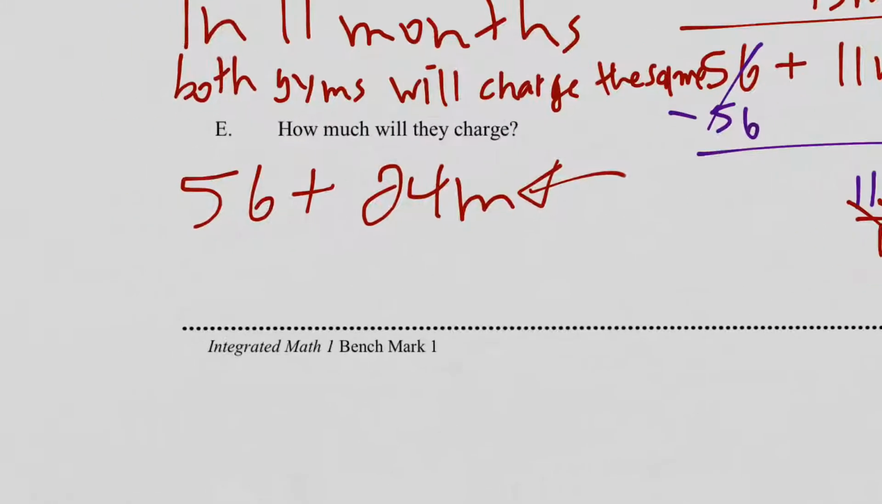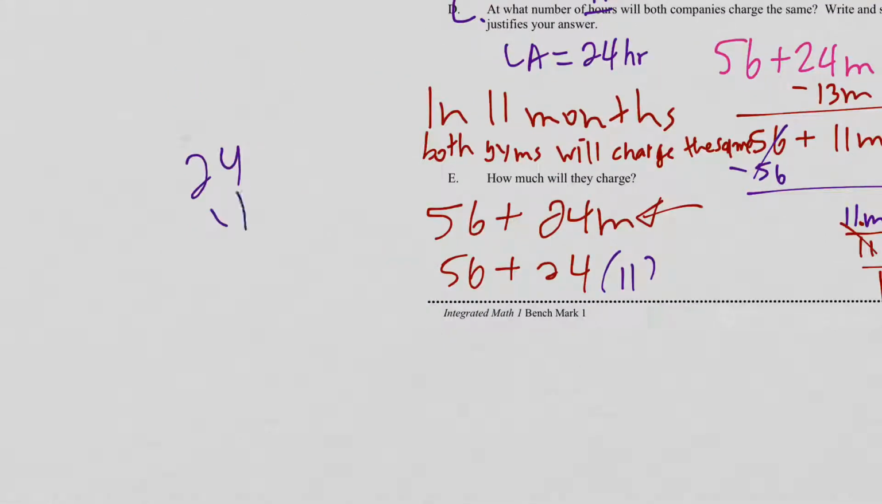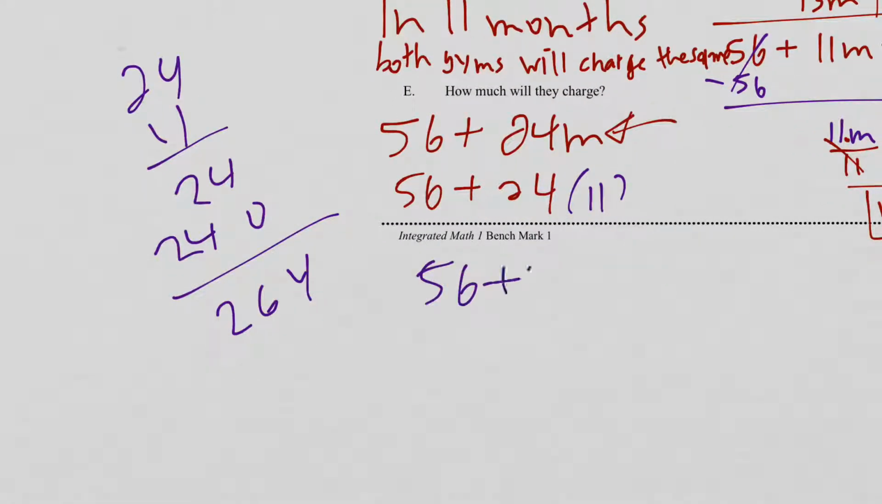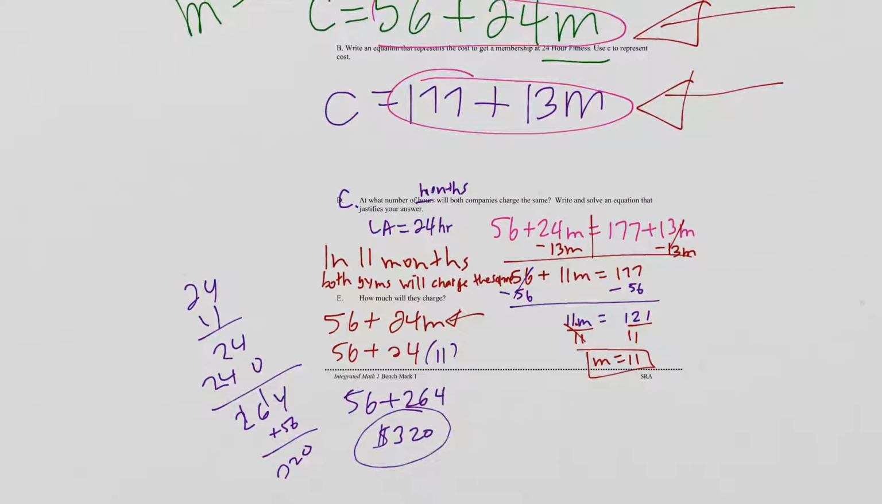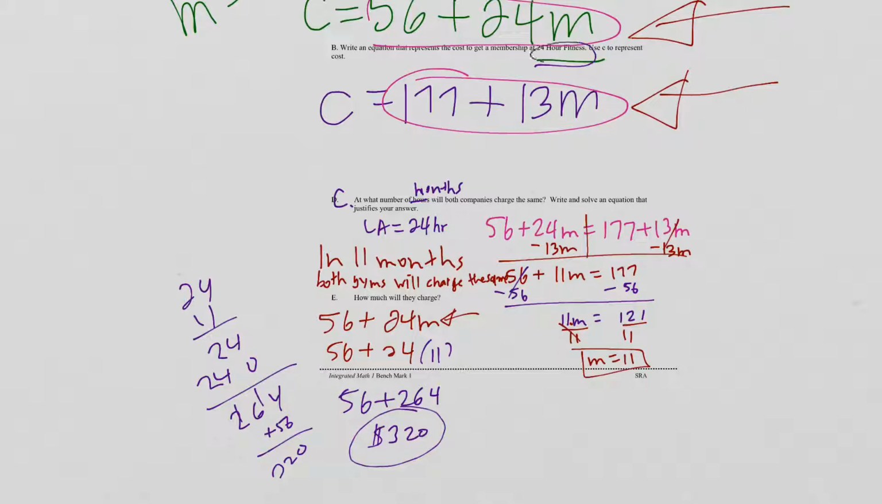So I'm going to substitute 11 in for M. 24 times 11 is 264. What's 56 plus 264? $320. If you were to plug it into the other equation, which is the cost for 24-hour fitness, you get the same cost.